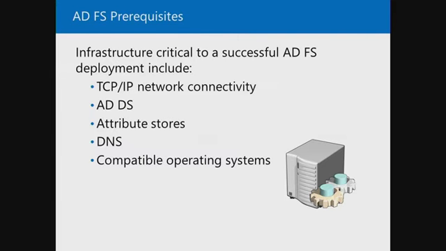The attribute stores, I guess the other thing that's kind of new because it now is inbox. Obviously, it's going to default to using Active Directory for attribute stores as opposed to a separate database. You have to have a working DNS to be able to find the different resource records registered for the different Federation services, and you have to have compatible operating systems. So you have to be running an operating system that can generate that claim and communicate with them.